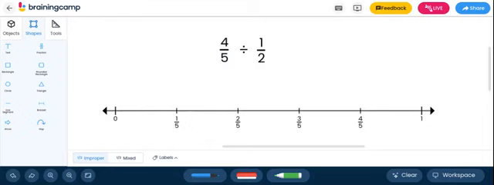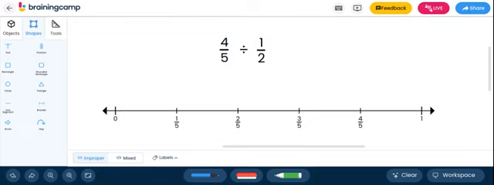So I'm going to try and explain to you how we would use a number line model to divide two fractions. I'm going to use the example of 4/5 divided by a half. So what I've done on Brain and Camp, I've gone ahead and created a number line that's marked 0 on one end and 1 at the other, and I have it demarcated by fifths.